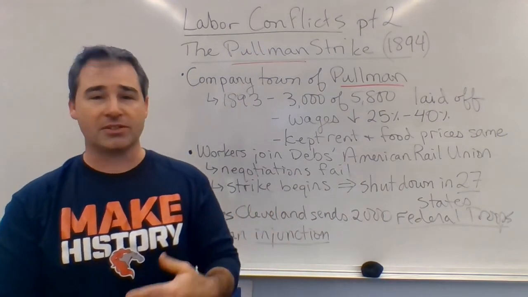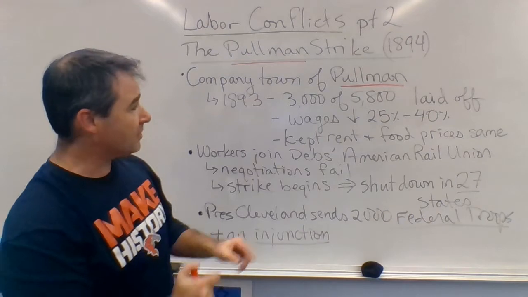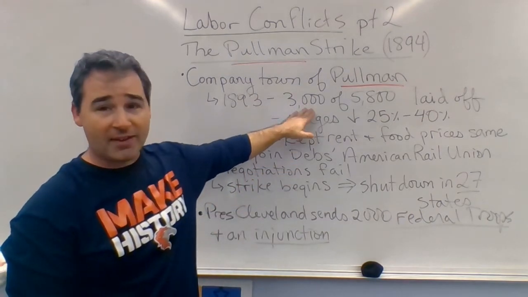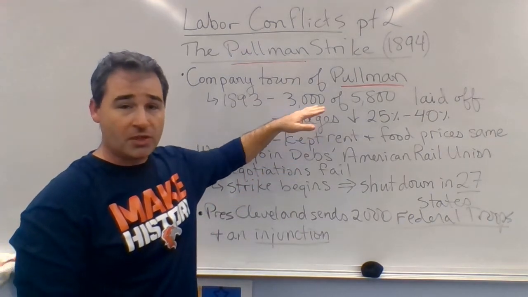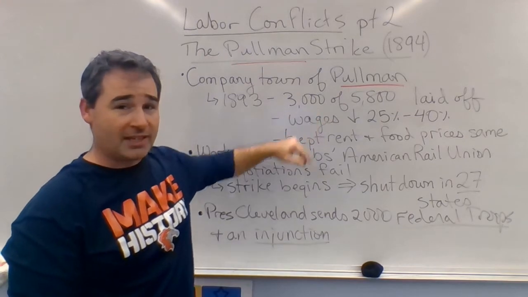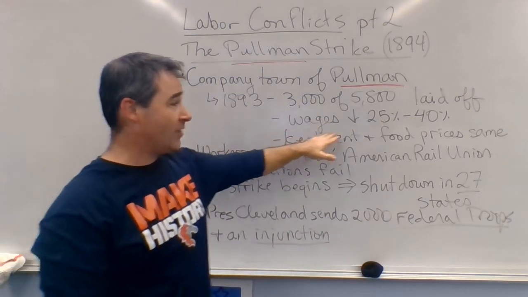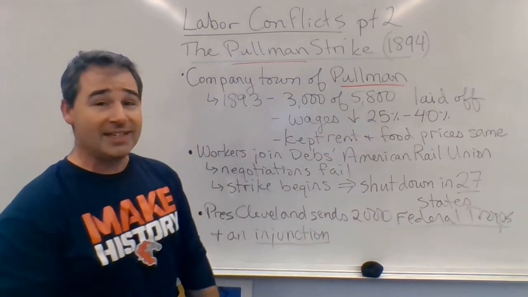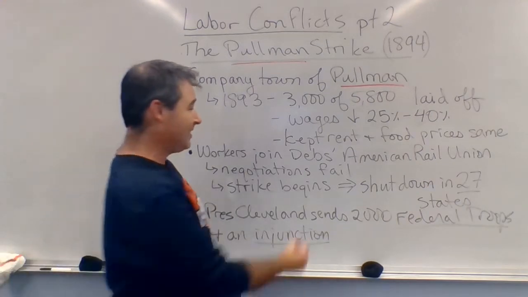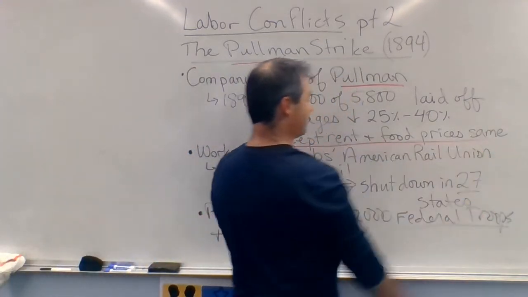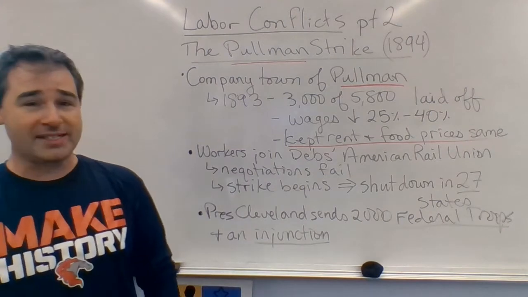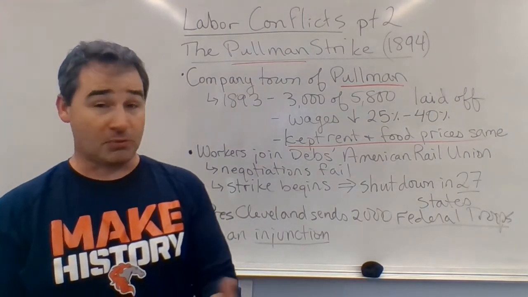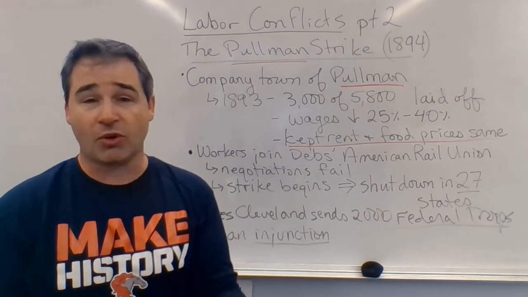And in 1893, there's an economic downturn where the company lays off 3,000 out of the 5,800 employees. So quite a few employees, almost half, are going to be laid off. The ones that remain, they cut wages 25 to 40%. But here's the thing, it's a company town. The company kept the rent and the food prices exactly the same. People are struggling. They don't know what to do.